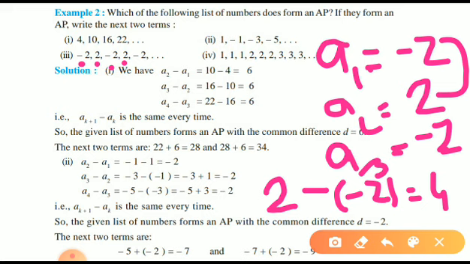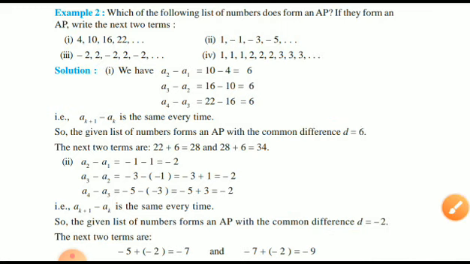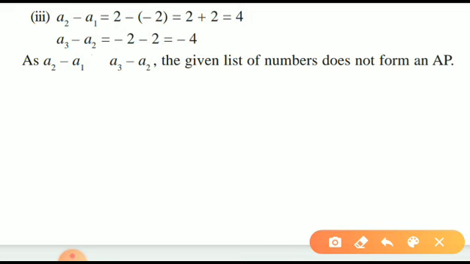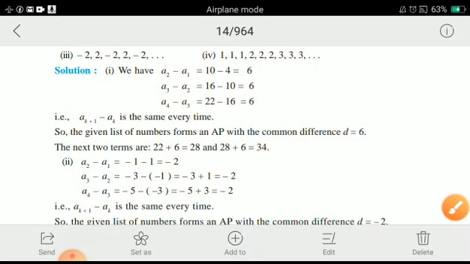Then what is A3 minus A2? A3 minus A2 will be minus 2 minus of 2, so I will get minus 4. So A2 minus A1 is 4 and A3 minus A2 is equal to minus 4. Are the two differences the same? No. That means they don't have a common difference, and hence the list of numbers is not in AP, or the given sequence is not in AP. Clear?